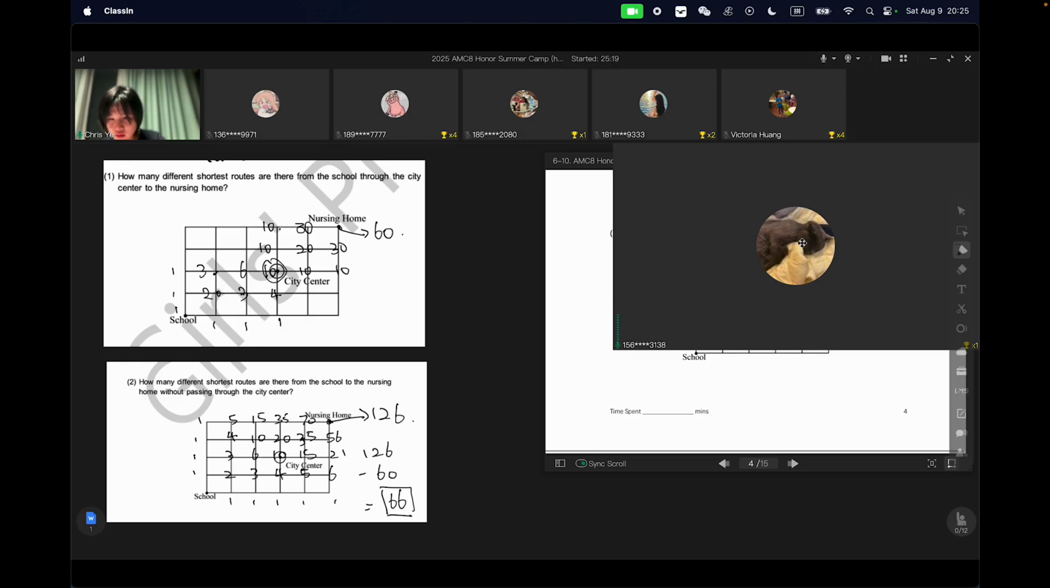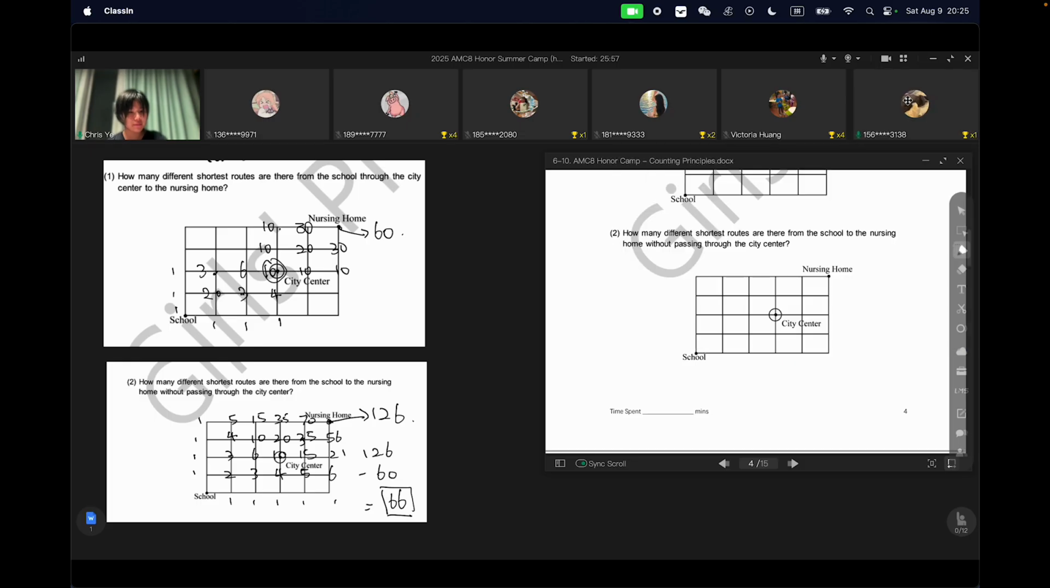Wait, why did you minus 60? Because my Wi-Fi wasn't that good, so I didn't hear it. Oh, it said that. So the question is asking us how many different shortest routes there are without passing through the study center, and the problem that we just did is how many ways there are to get there by passing through the study center. So there are 126 ways in total, and we want to know how many ways there are that don't pass through the study center. We know that there are 60 ways if he does pass through the study center. So it will be the total number minus 60 equals 66. Okay, thank you. Okay, no problem.